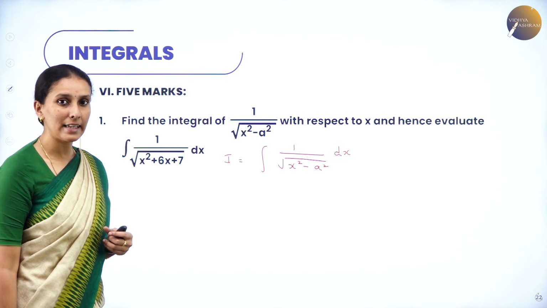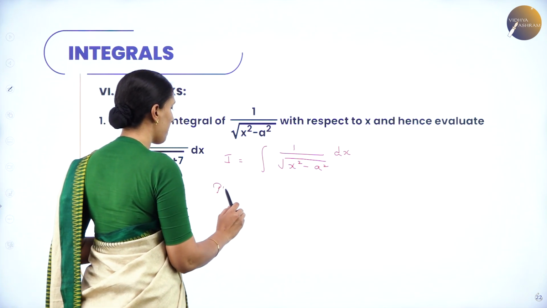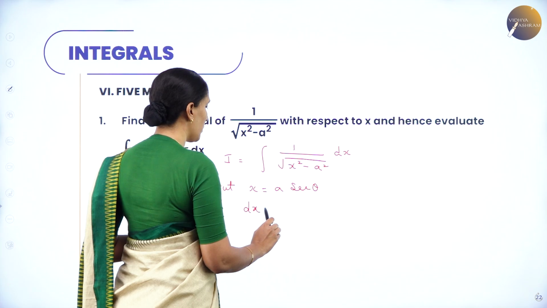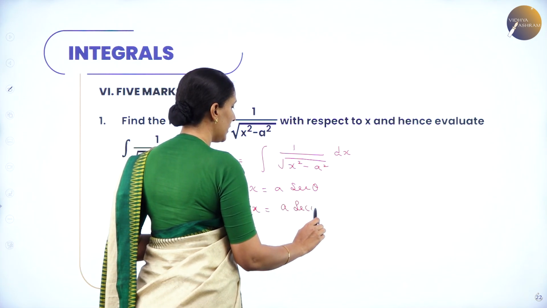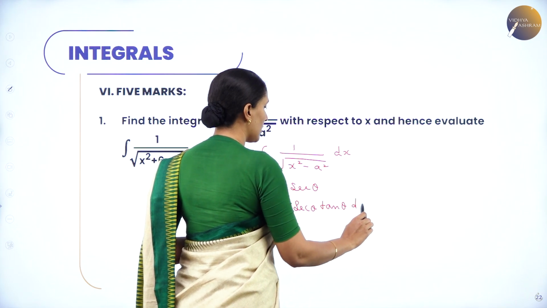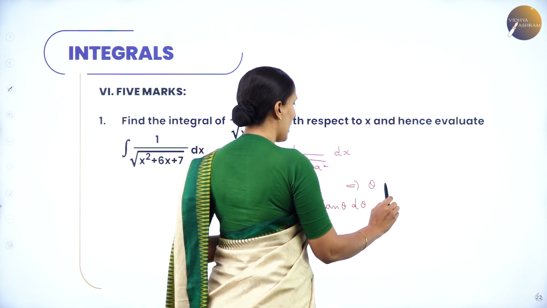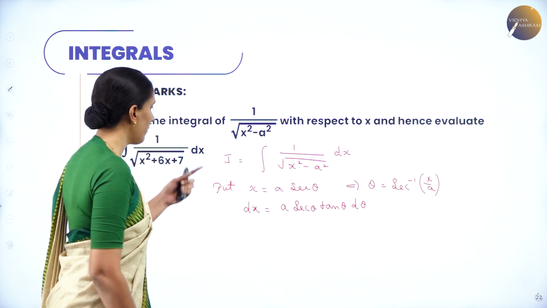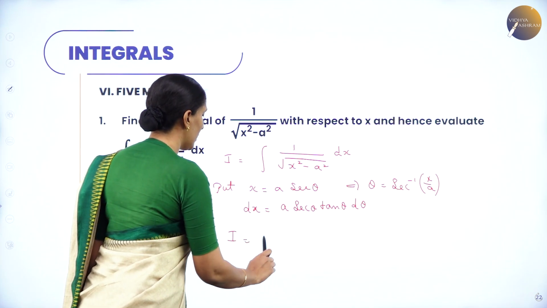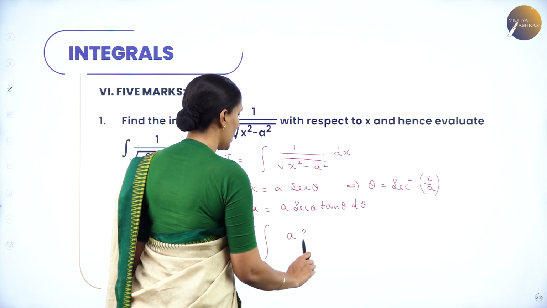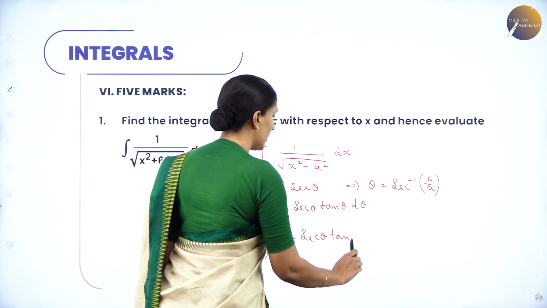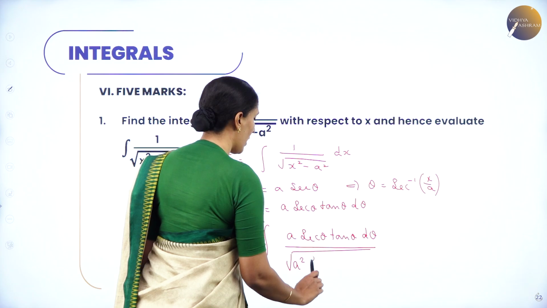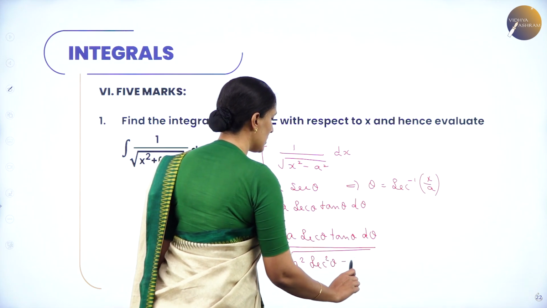So let me put x is equal to a secant theta. Then dx is equal to a secant theta tan theta d theta. Also we can write theta as secant inverse x by a. So now if I substitute into the integral, dx can be written as a secant theta tan theta d theta whole divided by square root of a square secant square theta minus a square.